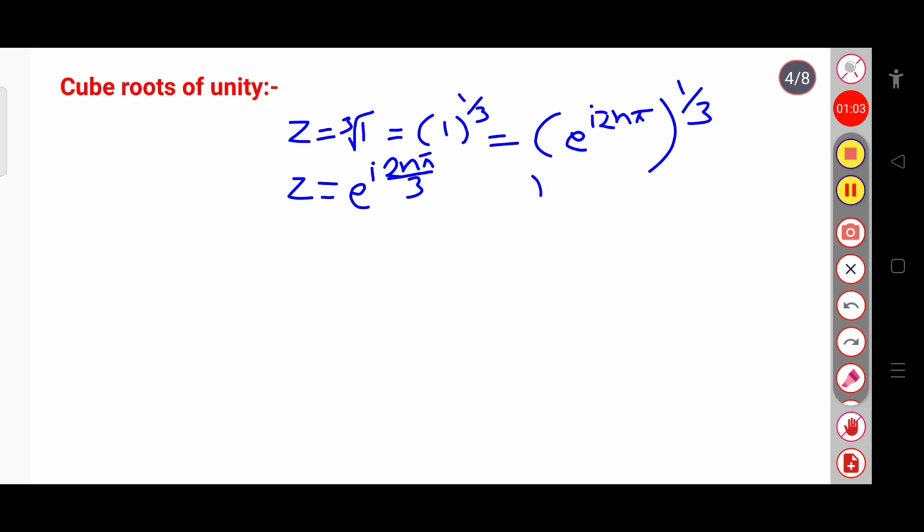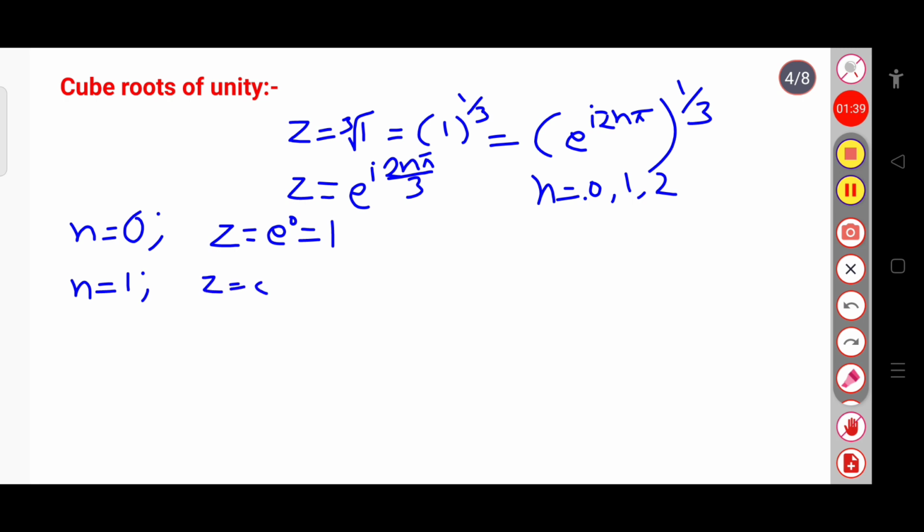Now here n has the values 0, 1 and 2. There are 3 values, because we are going to calculate the cube root of unity. For n equal to 0, z will be equal to exponential 0, which is nothing but 1. Similarly for n equal to 1, if I put 1 in place of n, then z will be exponential iota 2 pi by 3.